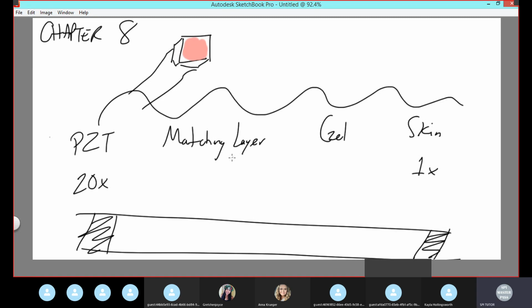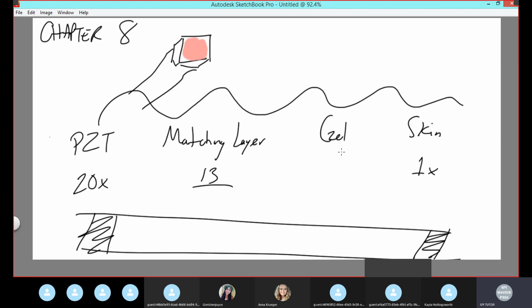So the matching layer tries to close that gap. And for me, again, this is how I see it. The matching layer says, hey, listen, PZT, you're a 20 and you're trying to get to 1. All right. I'll try to be like a 13. So now the wave travels from a 20 to a 13, which, don't get me wrong, it's still a gap, but it's a much smaller gap than 20 all the way to 1.